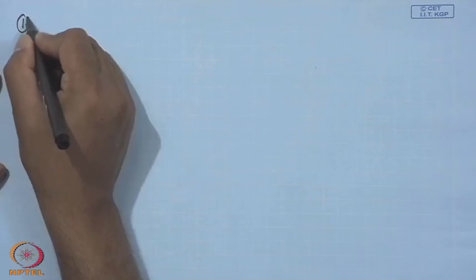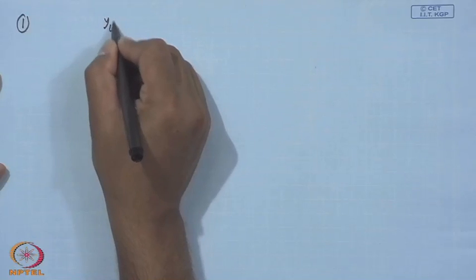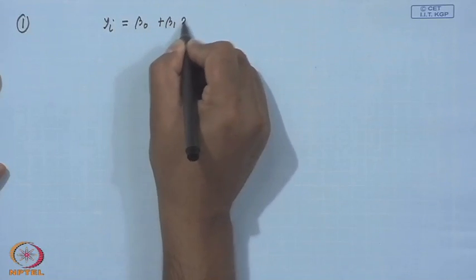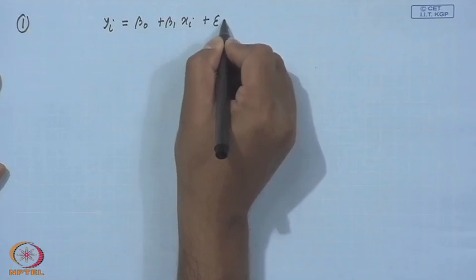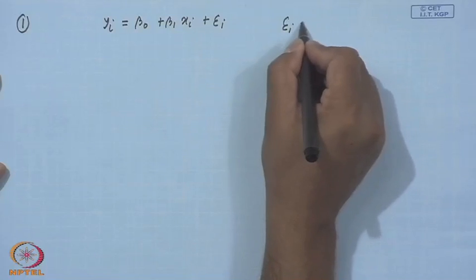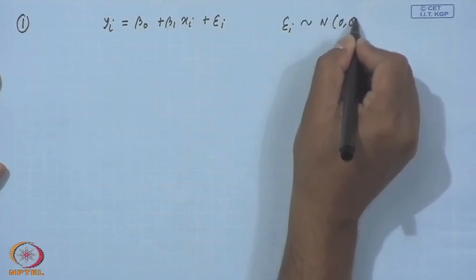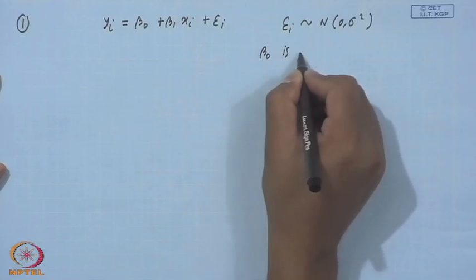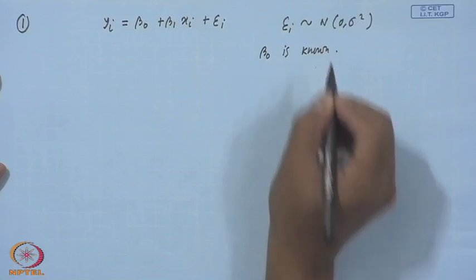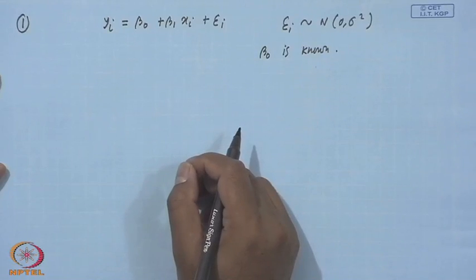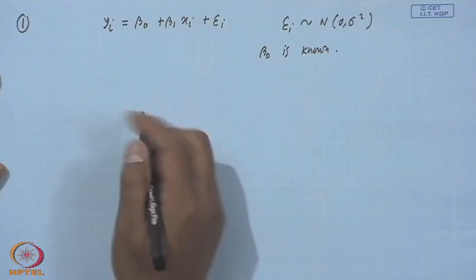The first part is, you are given a model y i equal to beta naught plus beta 1 x i plus epsilon i, and epsilon i satisfies all these assumptions, assume normal 0 sigma square. The only thing is that here beta naught is known. Okay. So, only you have to find the least square estimator for beta 1 hat. Okay. So, how do we find that?